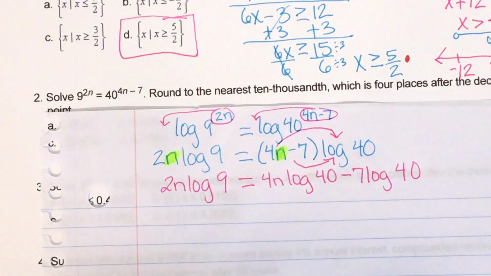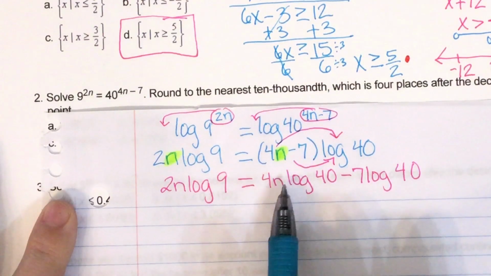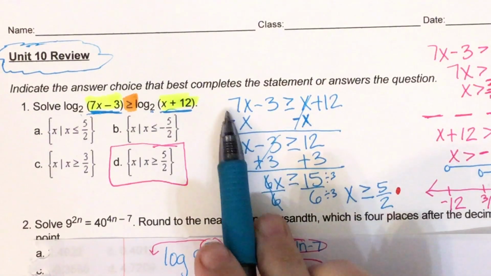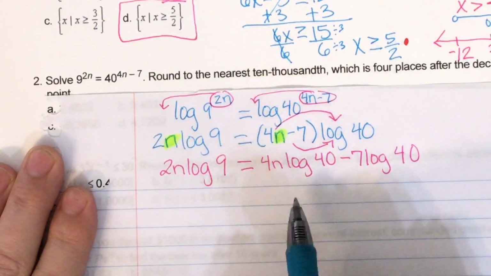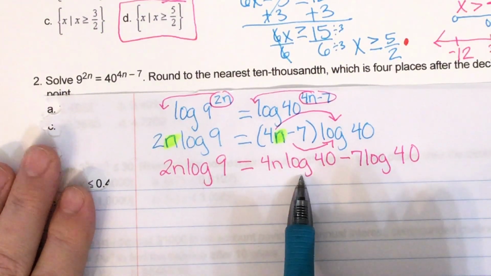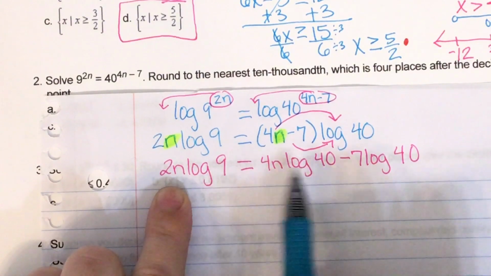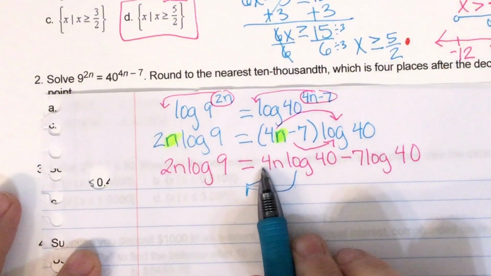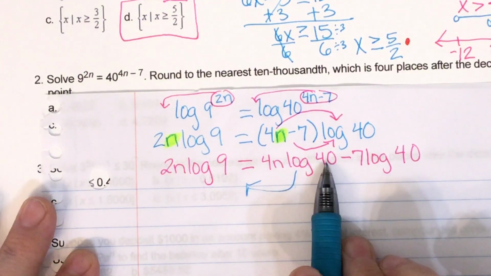Okay, because I have n's on opposite sides, I need to get them on the same side, like up here, I had to get the x's on the same side. So I'm going to do the same thing in this problem. So since this n is by himself, I'm going to move this guy over. So to move him over there, since he's a positive 4n, I'm going to subtract him.